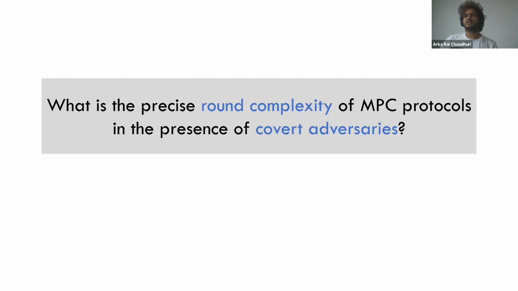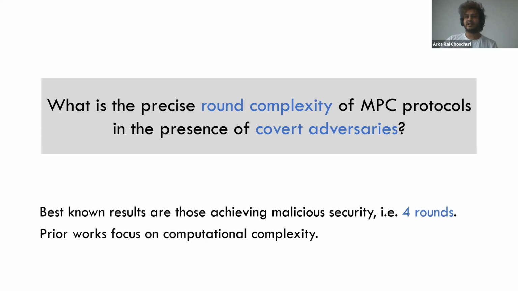So given this, we can recast our question as asking, what's the precise round complexity of protocols in the presence of covert adversaries? I showed you prior results for semi-honest and malicious. What do we know for covert adversaries? Unfortunately, the best known results are those that achieve the stronger notion of security against malicious adversary, which is 4 rounds. And this is primarily because prior works focus on computational and communication complexity rather than on the round complexity.